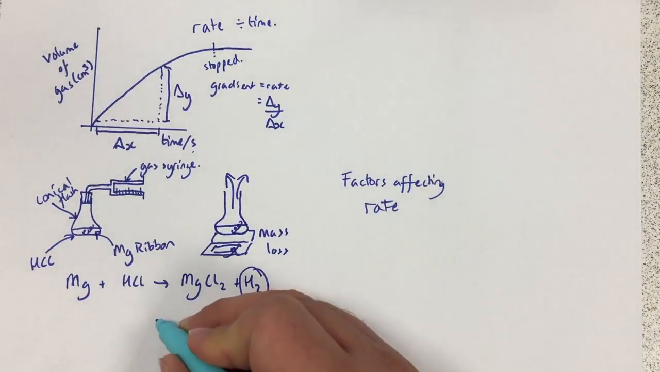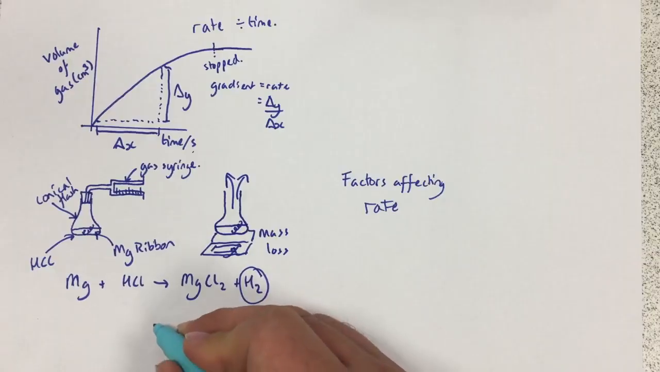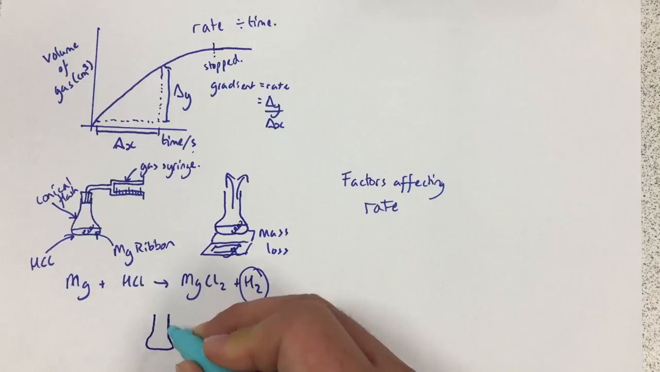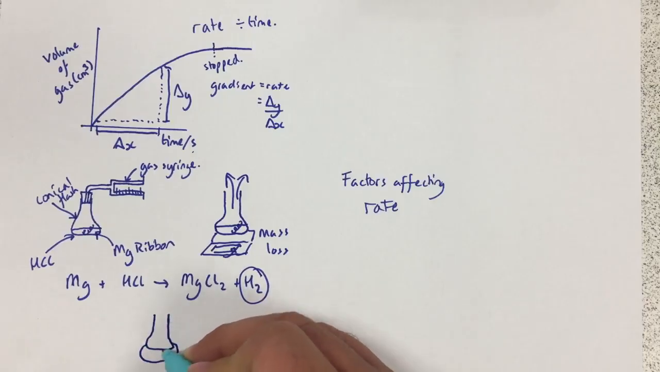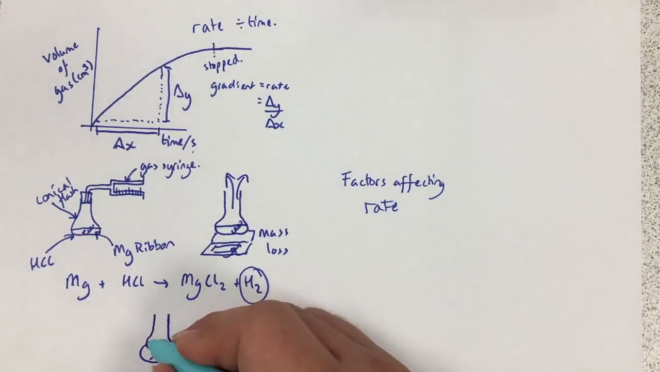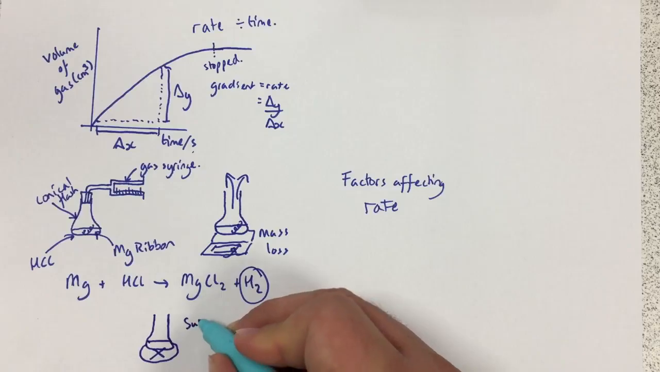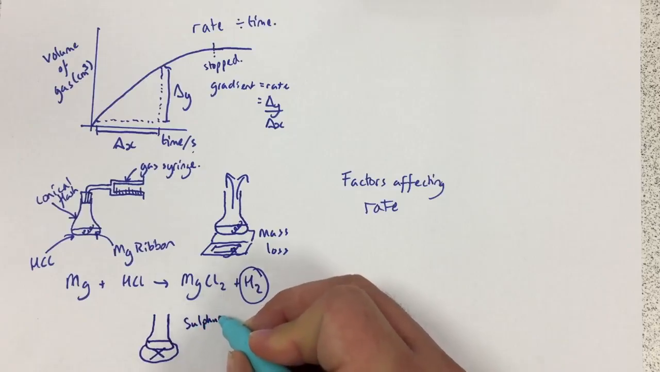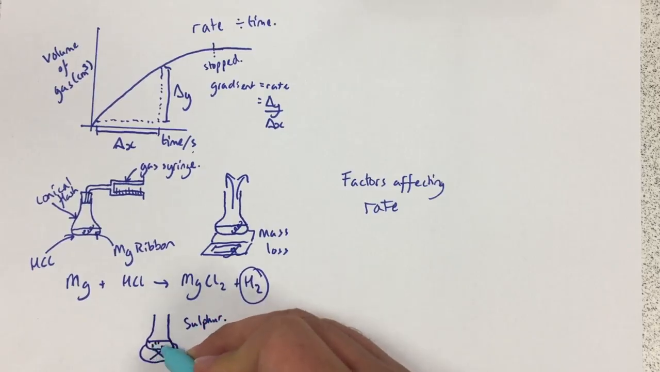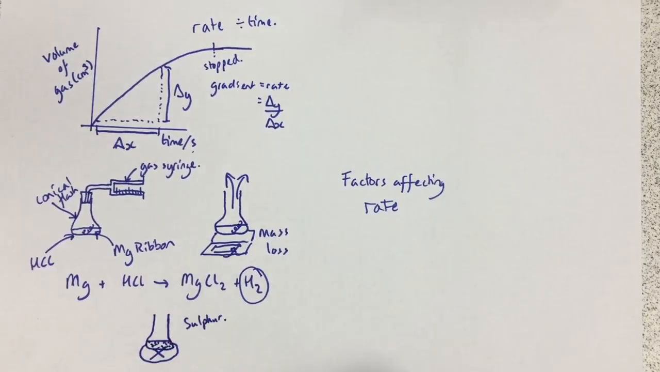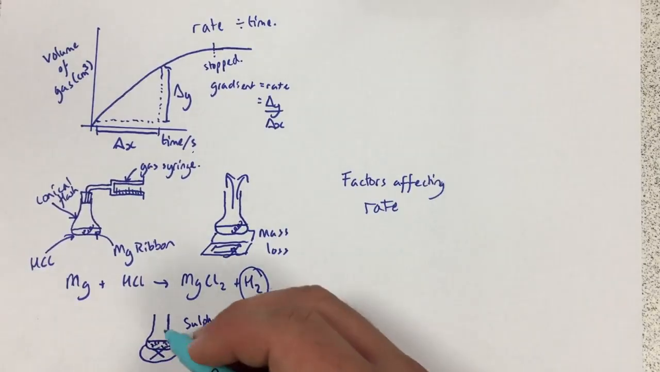Another experiment for you to be aware of is the thiosulfate cross experiment, which again, we use a conical flask. But on the thiosulfate cross, we have a piece of paper underneath with an X drawn on it. As we do the thiosulfate cross reaction, what happens is we produce colloidal sulfur, which just means solid particles suspended in liquid, and the sulfur will block the X from being visible.